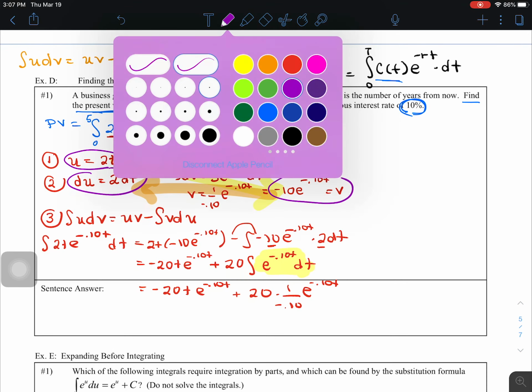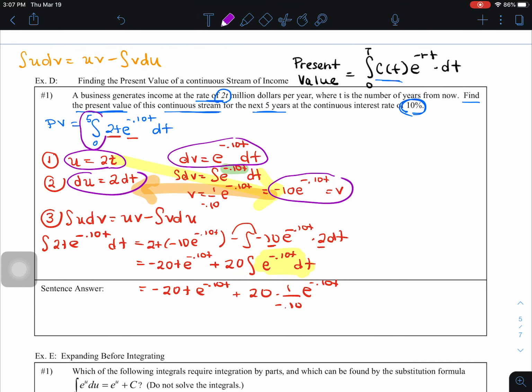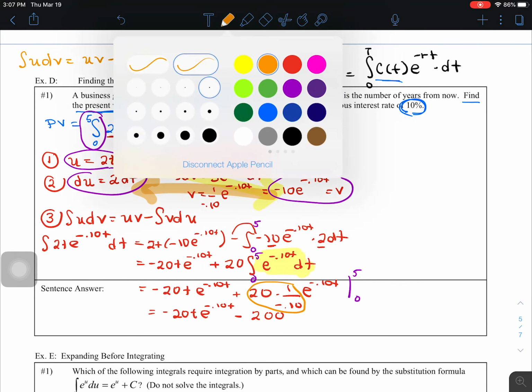In fact, probably what I should have done, since this was a definite integral, is when I set this up, I should have put maybe a 0 and a 5. But that actually gets applied to all of this here. So let me clean this up. We got 20 divided by negative 0.10, so this is going to be negative 200. I'm getting that from combining that together.